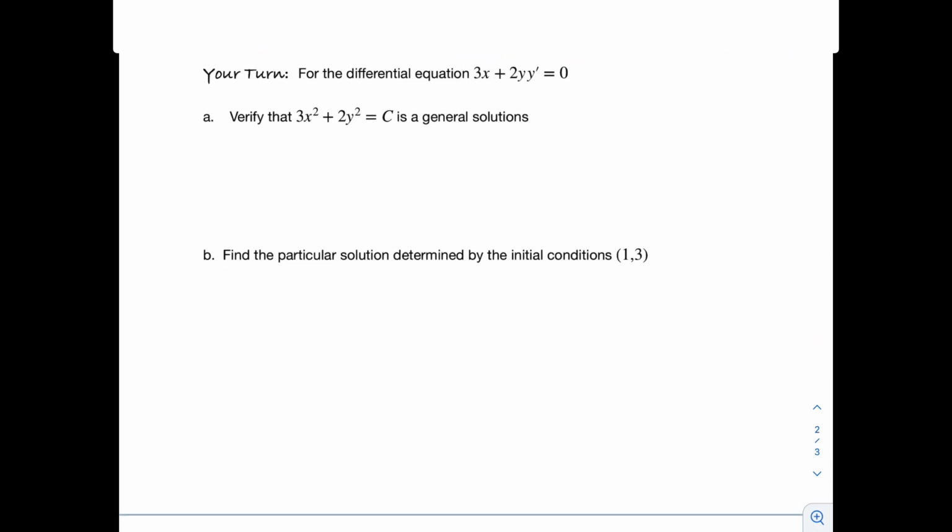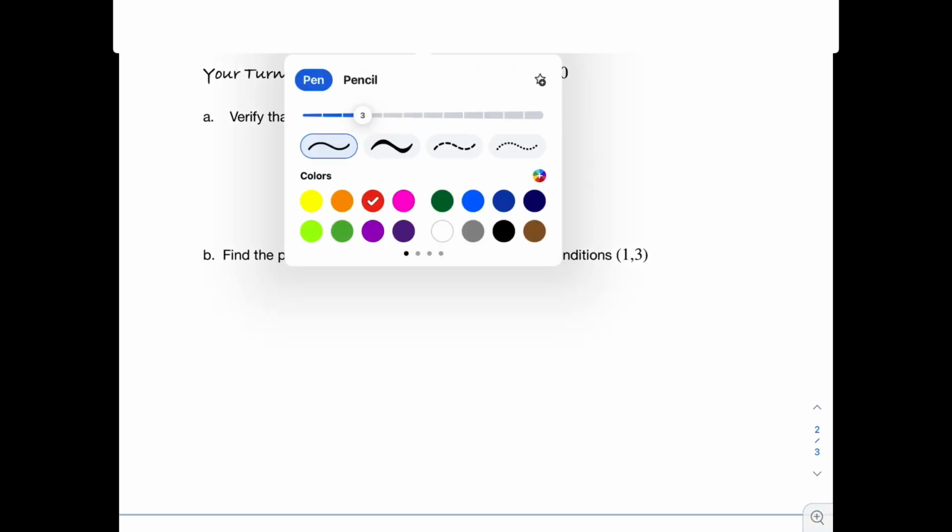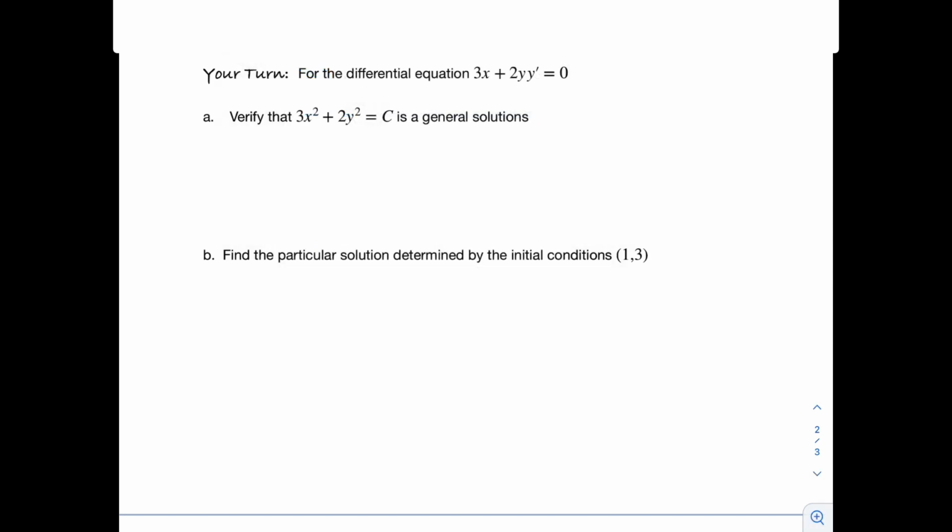So given the differential equation 3x plus 2y y prime equals 0, verify that 3x squared plus 2y squared equals c is a general solution. Let's see how you did.